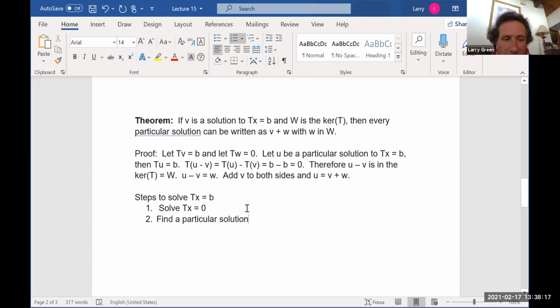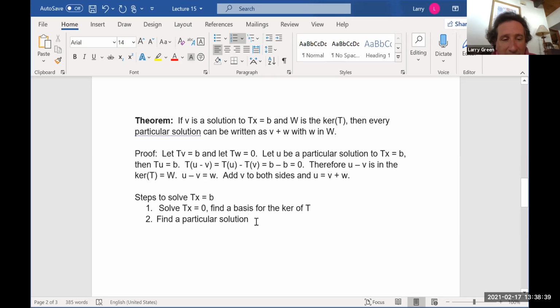Okay. And in fact, let me write in step 1: solve for T of x equals 0 means find a basis for the null space. Okay, or kernel, whatever you want to call it. Maybe I'll call it kernel because it's a linear transformation, same idea.